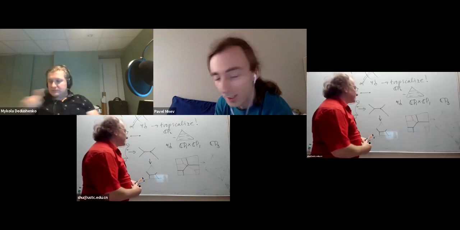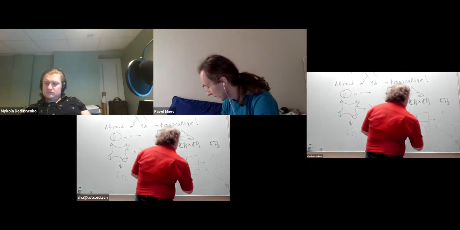Sorry, I was confused. So the square is now the source. It's not anymore the target. The source. Okay.